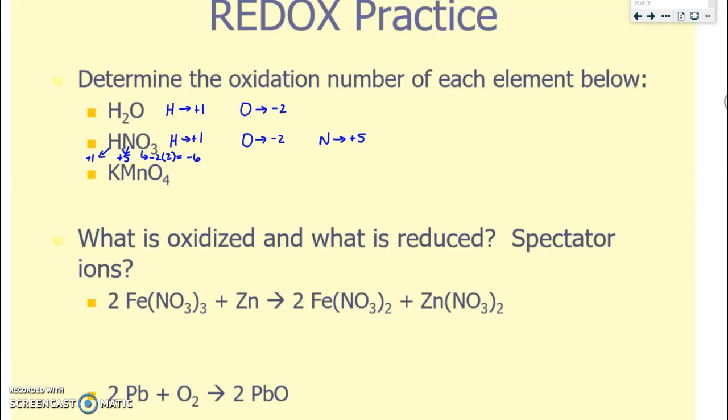Please pause the video and try the last example. K is in group 1, so it's +1. Oxygen, once again, is -2 times 4, because there are 4 of them, to make -8. +1 and -8 make -7, so our Mn must have a +7 as its oxidation number.